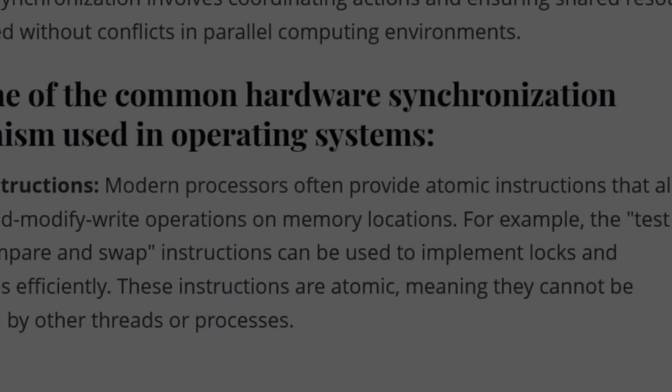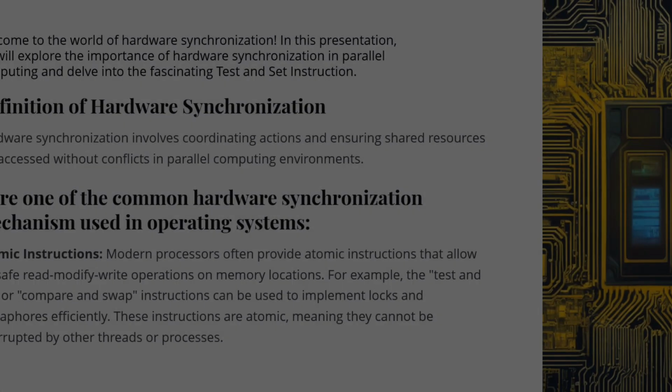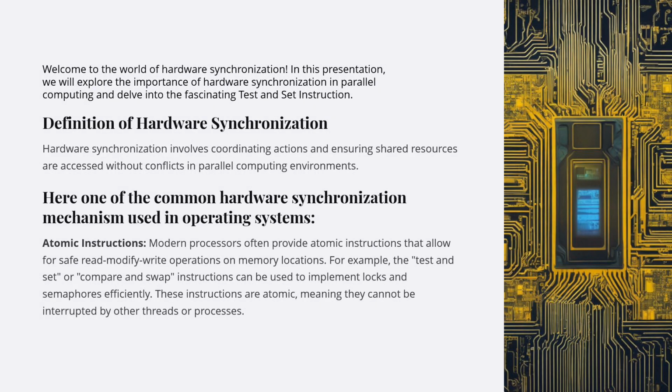The first one is atomic operations. Atomic operations are fundamental building blocks for hardware synchronization. An operation is considered atomic if it appears to occur instantaneously without any possibility of interference from other operations. In multi-core or multi-process systems, atomic instructions guarantee that a particular operation will be carried out without interruption.